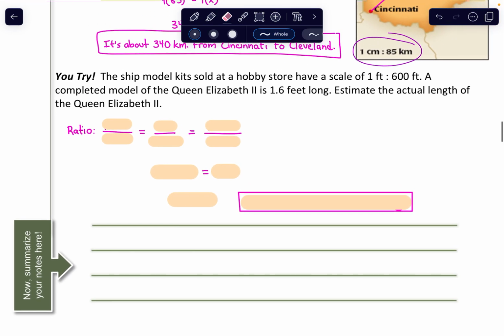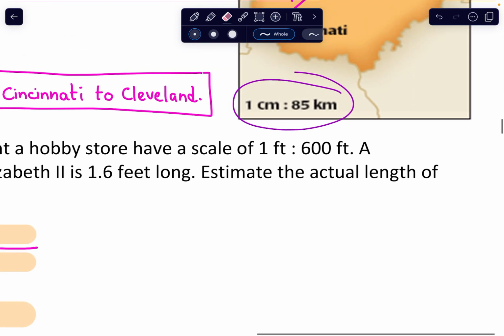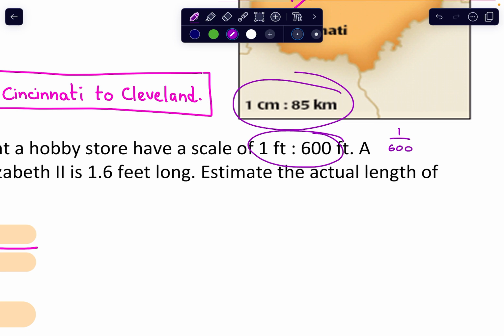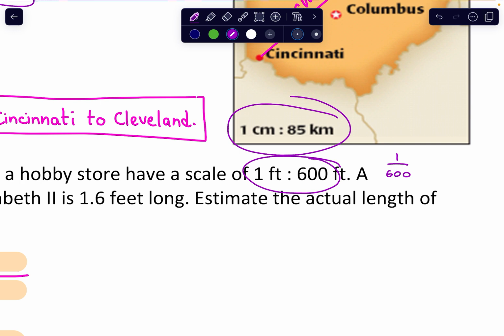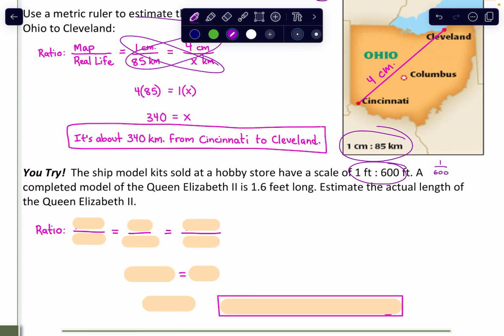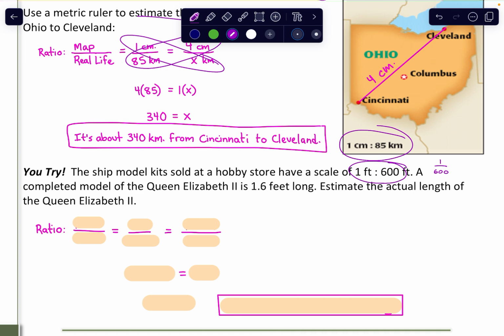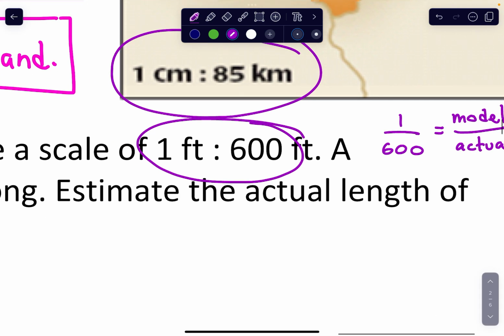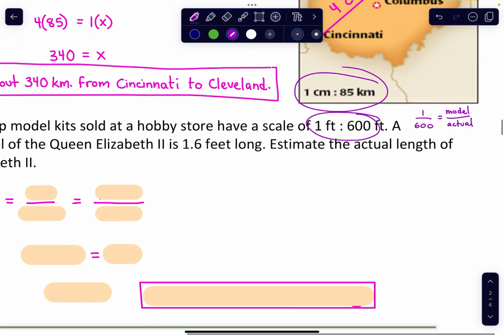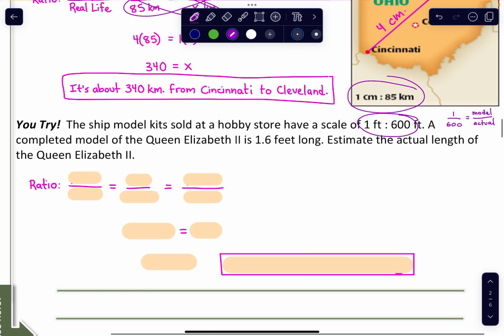Okay, you try one story problem, and remember, this is 2 different numbers, and if it's given to you in this form, you want to change it to a fraction and keep them in the right order. So this ratio tells you 1 foot to 600 feet. Obviously, if it's a model ship, the 1 is going to be the model, and the 600 is going to be the actual. So if we do 1 over 600, that's how we're setting up our first ratio.